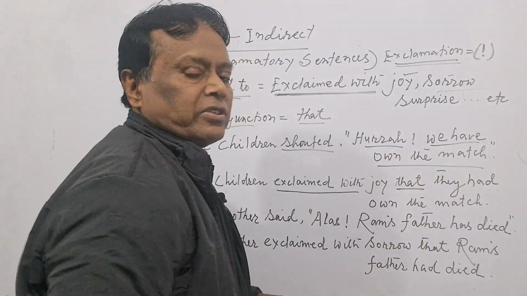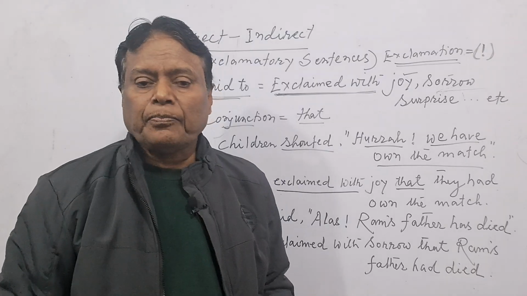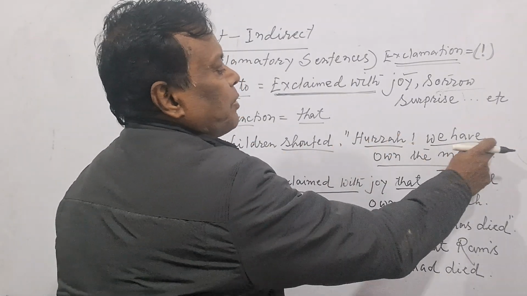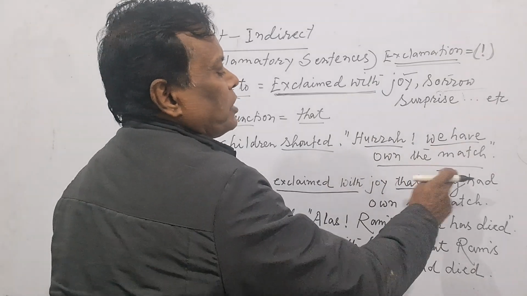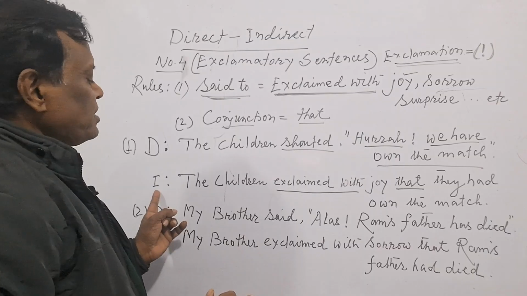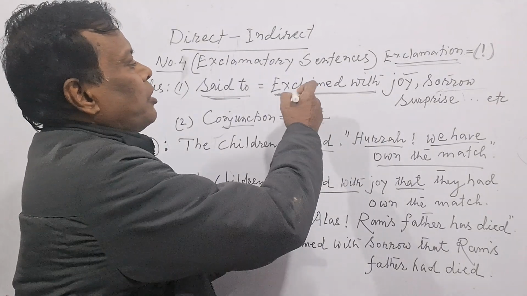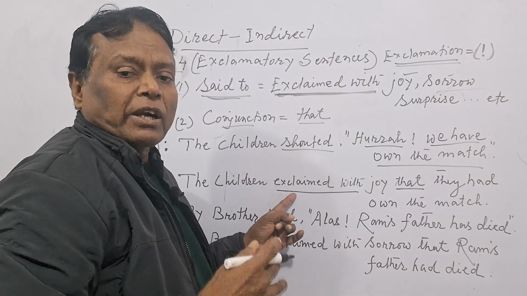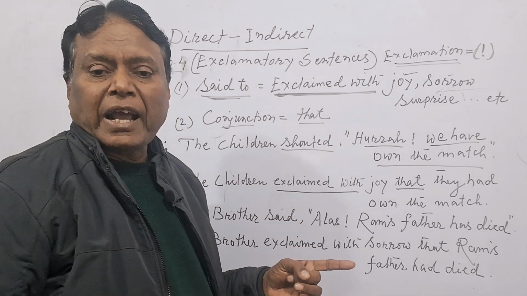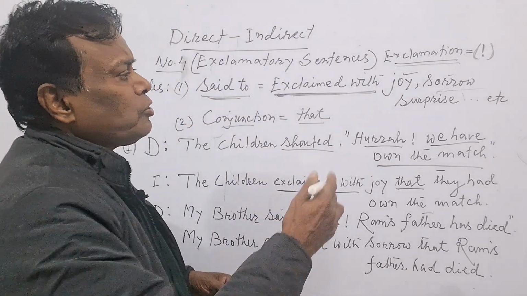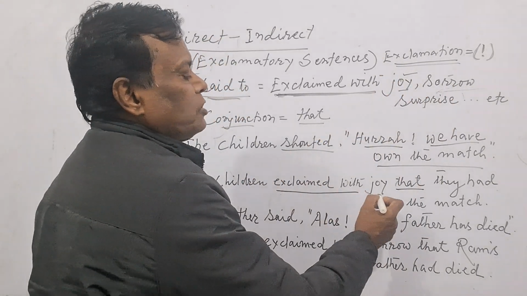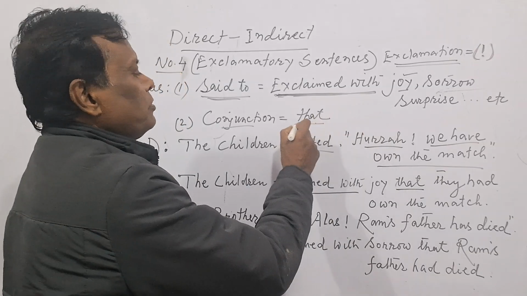Follow the tense. It is present perfect tense, and there is a full stop, and here it is in inverted commas. "Hooray, we have won the match." So now what will be? We have to follow the rules. In indirect speech, the children exclaimed with, because our rule is exclaimed with. So what is the sense? Which sense comes out of it? The children shouted after winning the match. It is obviously the sense of joy. It is not possible to be a sense of sorrow or surprise. The sense of joy. The children exclaimed with joy, that is our conjunction.